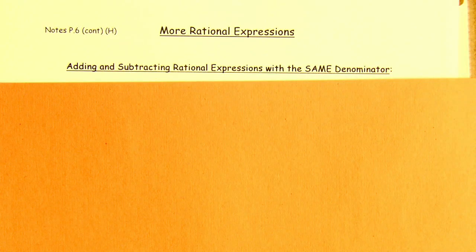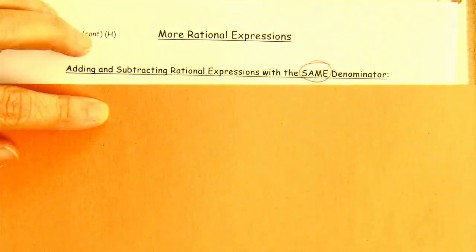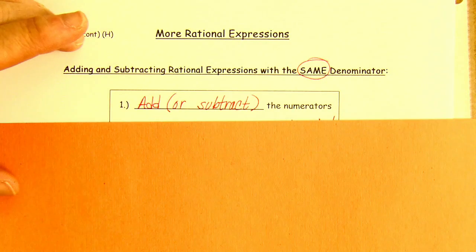Okay, we have notes, chapter P, section 6 continued, more rational expressions. Here we're going to see and learn about how to add and subtract rational expressions with the same denominator. Okay, so this is when the denominators are the same already. This is what you're going to do.